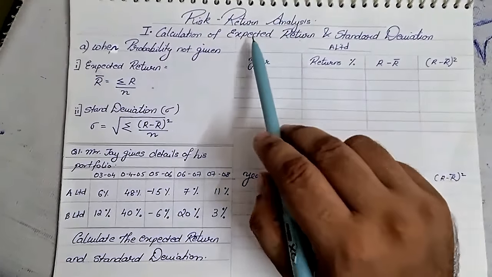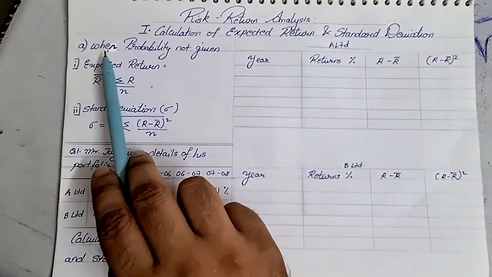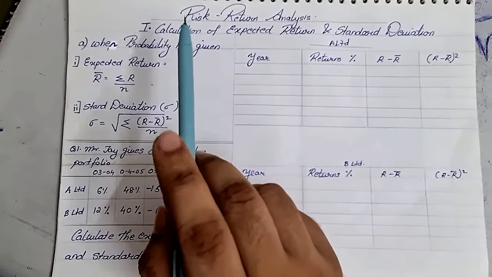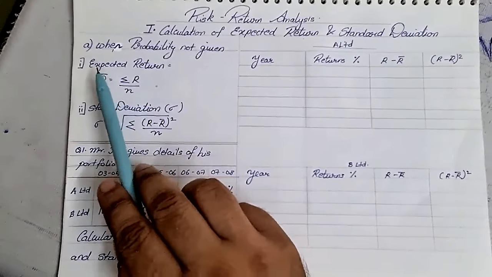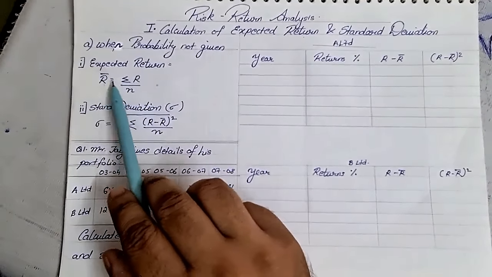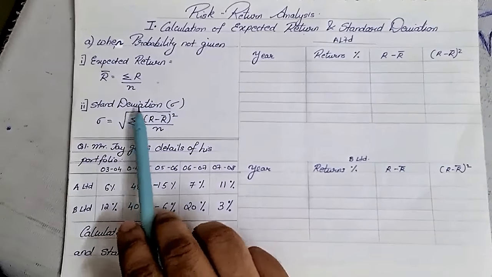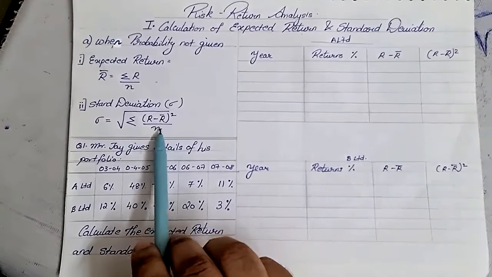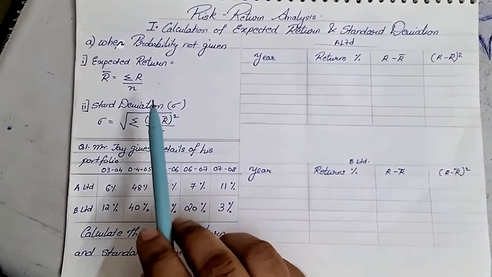Now, for finding expected return and standard deviation, there are two types of sum. Number one, when probability is not given, and one where it is given. So we are going to solve the first sum based on when probability is not given. The formula for expected return is R bar is equal to sigma R upon N, and the formula for standard deviation is the root of sigma R minus R bar the whole square upon N. Now based on the two formulas, let us see how to solve the sum.